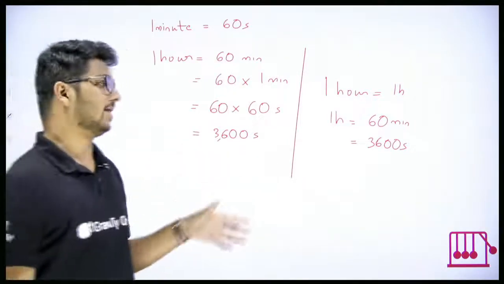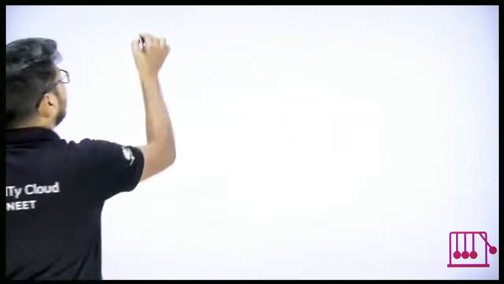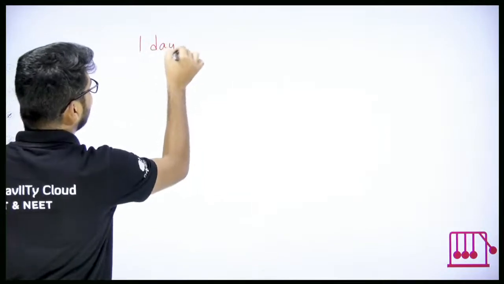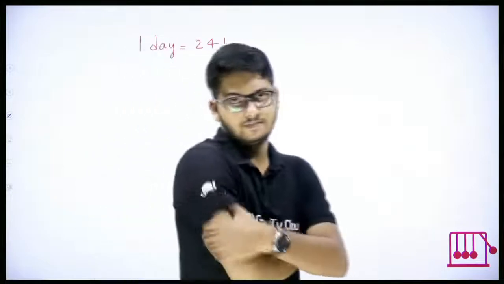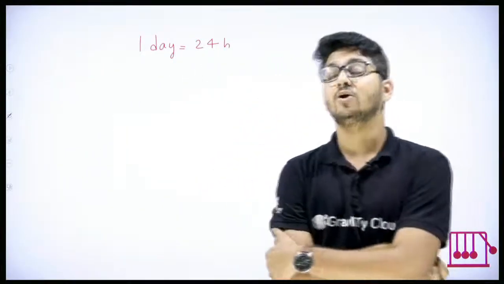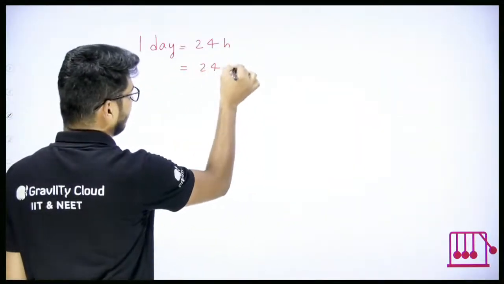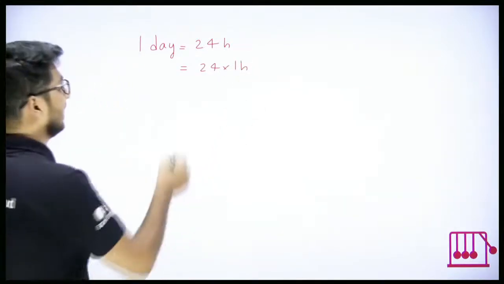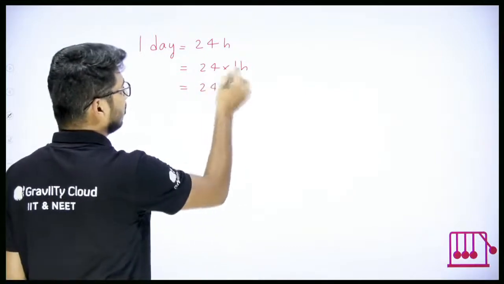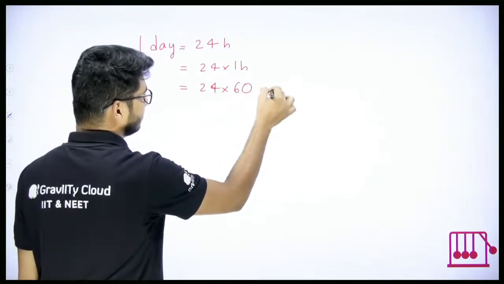Clear? Okay, that's good. So we learned about minute, we learned about hour. Do we have anything else? We have a day. What is one day equal to? One day is equal to 24 hours. In one day we have how many hours? 24 hours. Yes? Okay, good. Then can I write this as 24 into 1 hour? 24 into 1 is 24. My mistake. And what is 1 hour? 1 hour is 60 minutes.